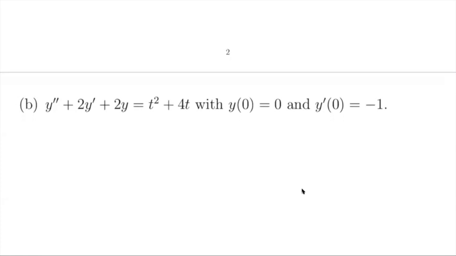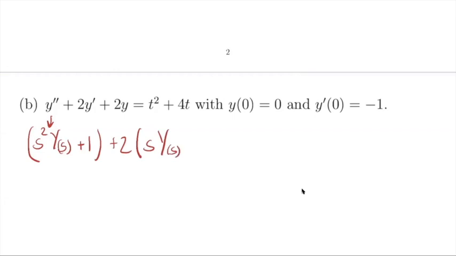Okay, so for this one, take the Laplace transform of both sides. I might just streamline this process a little bit, but let me know if you want me to slow down. So taking the Laplace transform of that, we would get s squared y of s minus s times 0 minus a minus 1. Plus 2 times the Laplace transform of y prime, which would be this, minus 0, so I don't need that.